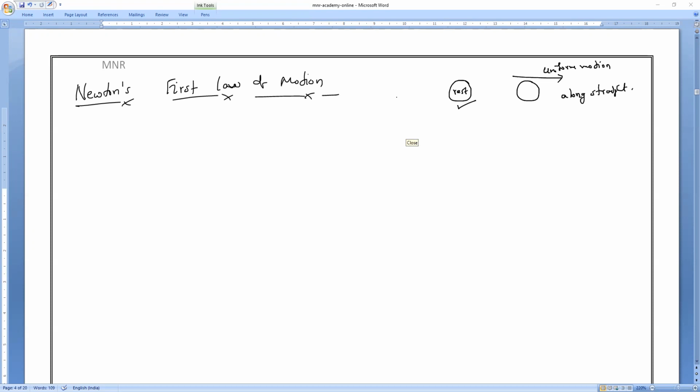Yes, Mr. Kishore, Galileo's experiment was built upon by Newton. Yes, truly. From Galileo's experiment only, Newton discovered these things.